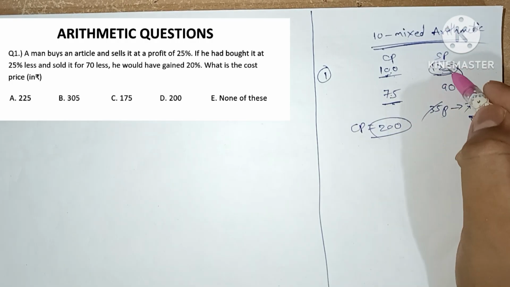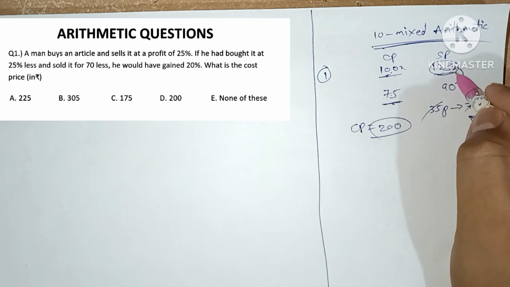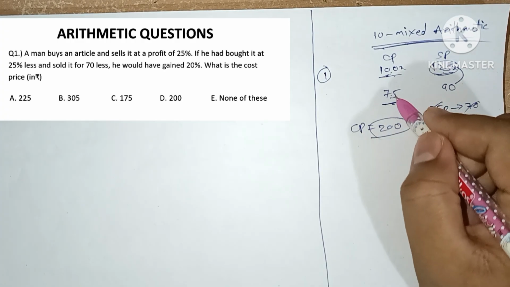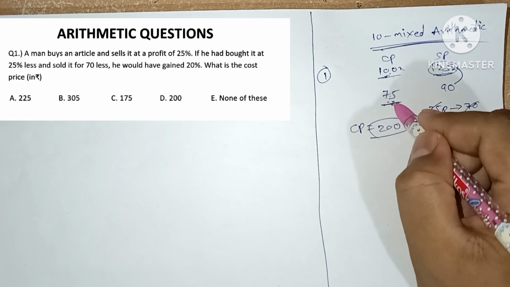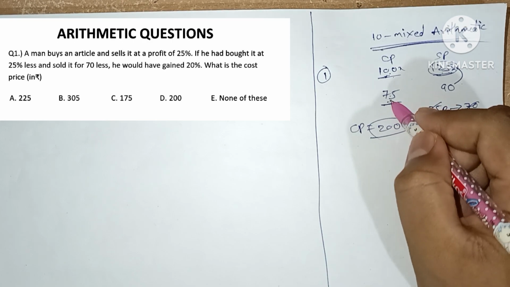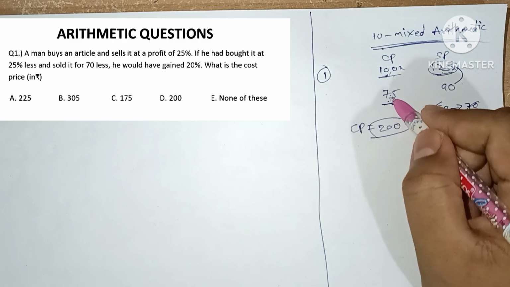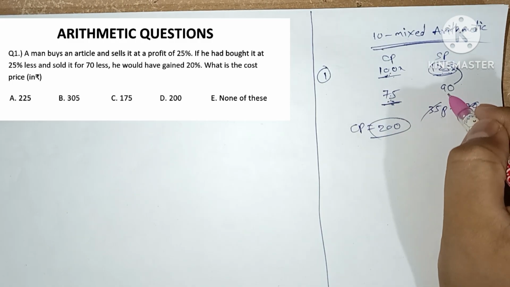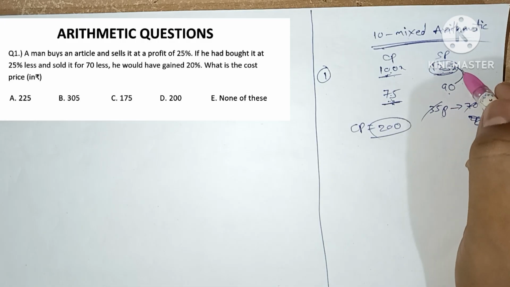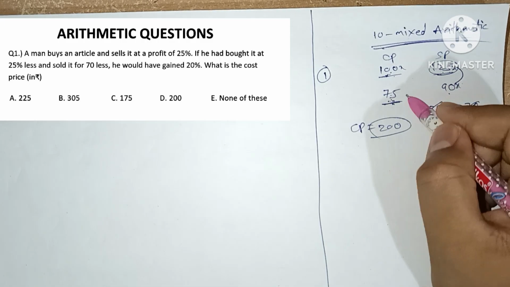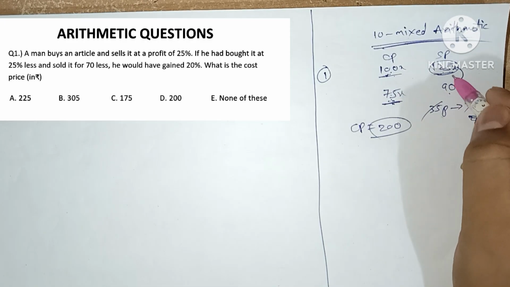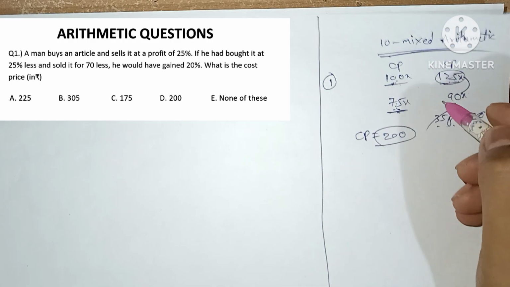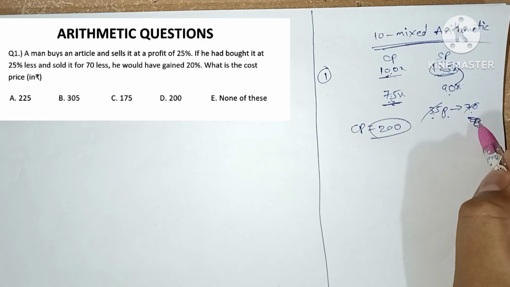Now the cost price is 75 and he sells it 70 rupees less than the previous one, and he would have gained 20%. 20% of this one is nothing but 15. So 15 added to this one will be 90, and it is said that 70 less is nothing but the difference between these two. The difference between these two is 35 parts. 35 parts value is given as 70, so 2 is one part.